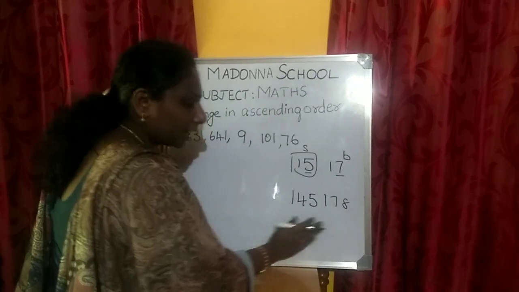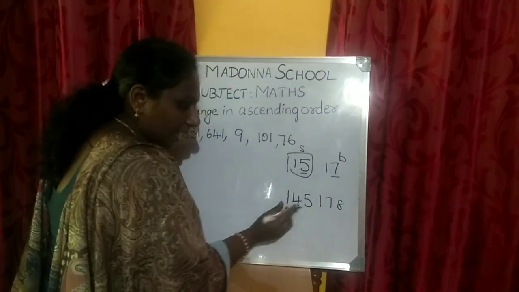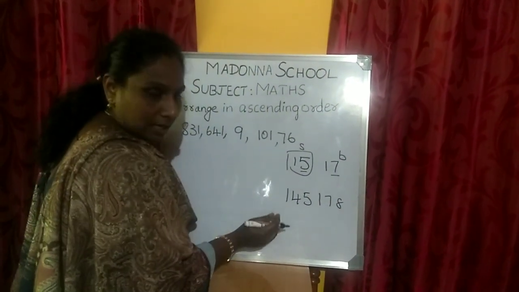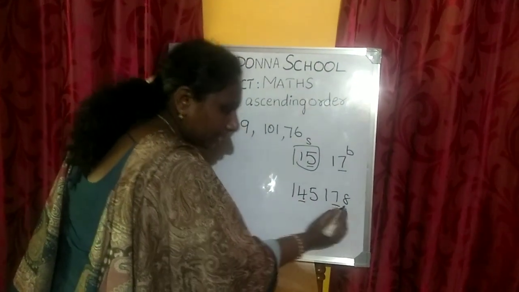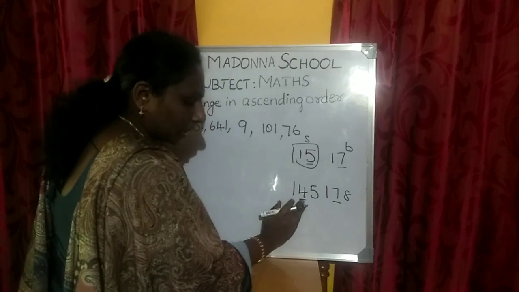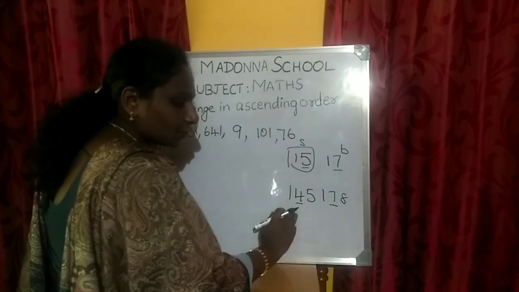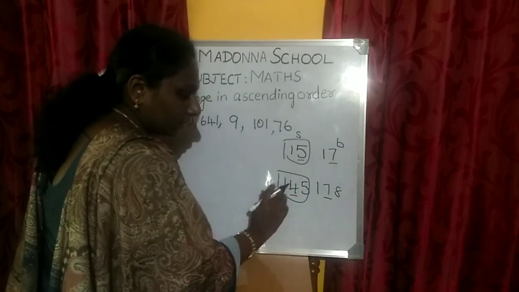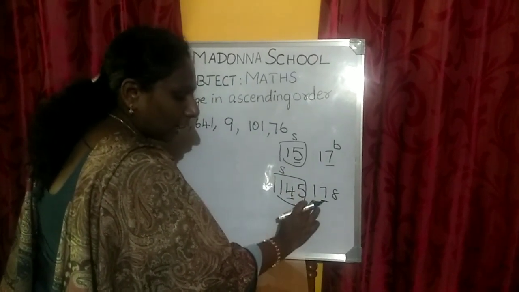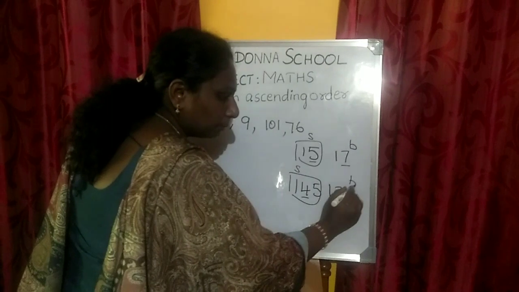So both are 3-digit numbers and the first digits are the same. Oh, so what should you do? We should compare the second number, the next number. So 4 and 7. Which one is smaller? 4 is smaller. So 145 is smaller. 178 is bigger.